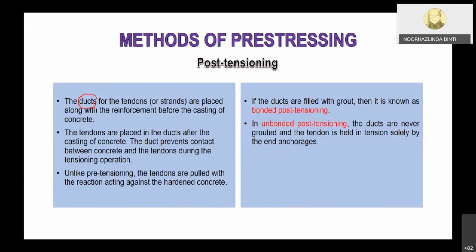So in post-tension, we can call it bonded post-tension or unbonded post-tension. Bonded post-tension means the duct just now, the duct that places the tendon, you can grout that one. If you grout that particular duct, we call it bonded post-tension. If you leave that particular duct remaining empty, with space, then that one we call unbonded post-tension. So there are two ways, either bonded or unbonded post-tension.